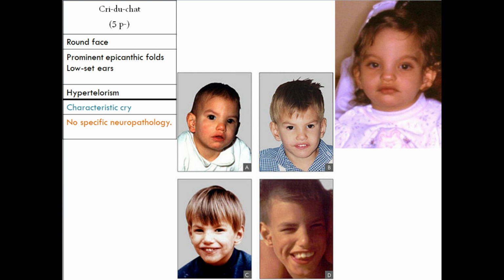So here are some other pictures of children with Cri-du-Chat syndrome, which is a very characteristic syndrome among the primary or the genetic types of microcephaly.